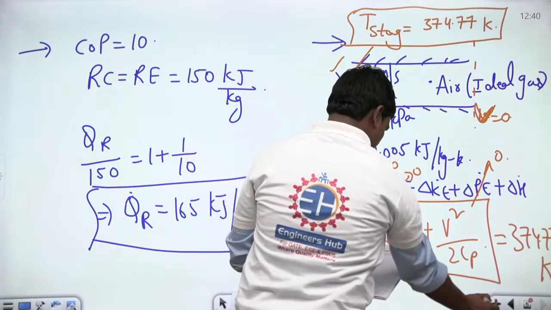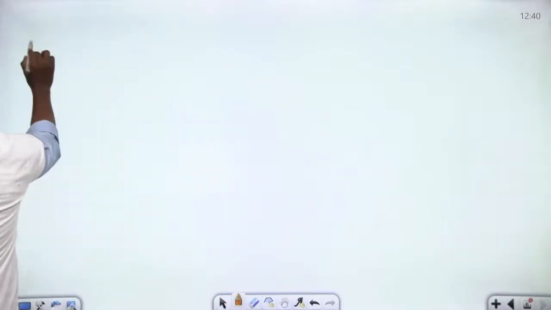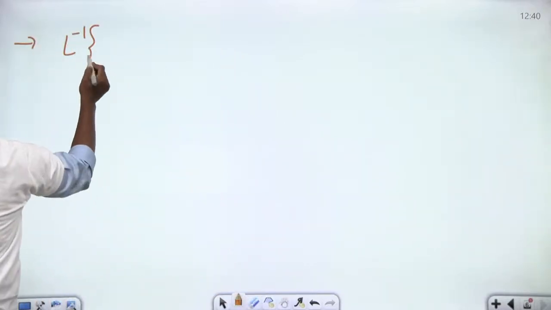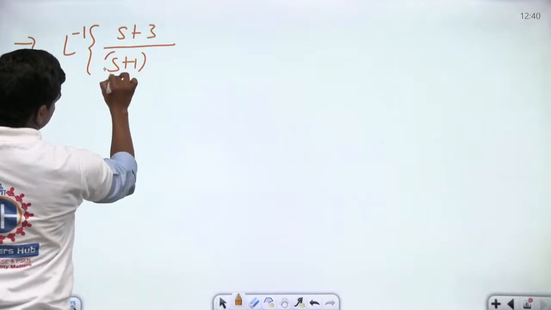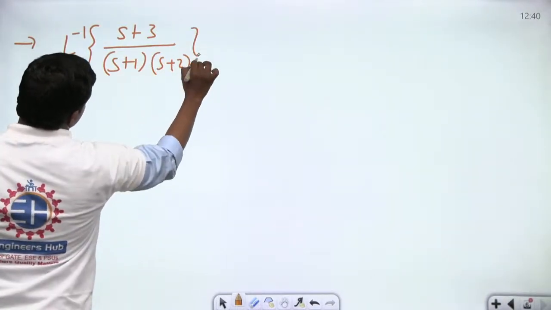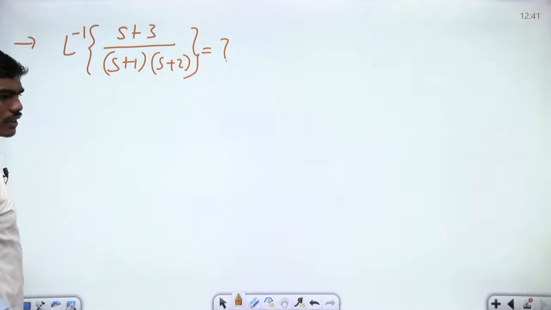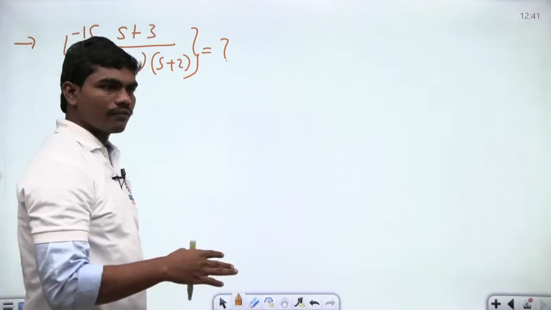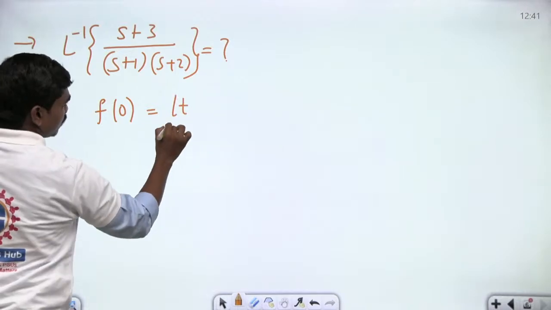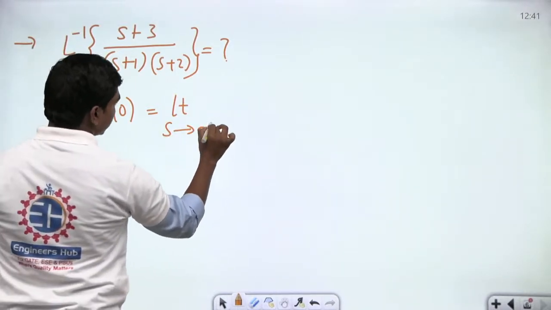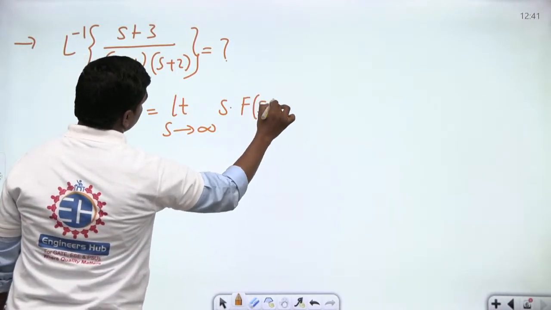Next, let's go for the next question quickly. So there is one question from mathematics. They are asking you for the Laplace inverse of s plus 3 divided by s plus 1 into s plus 2. Correct? So this is what we have. If this is the case, then there are two methods. One thing, you can split this into partial fractions, and of course, since they are asking you for f of 0, we can write by the initial value theorem, s into f of s. This is what you can write.